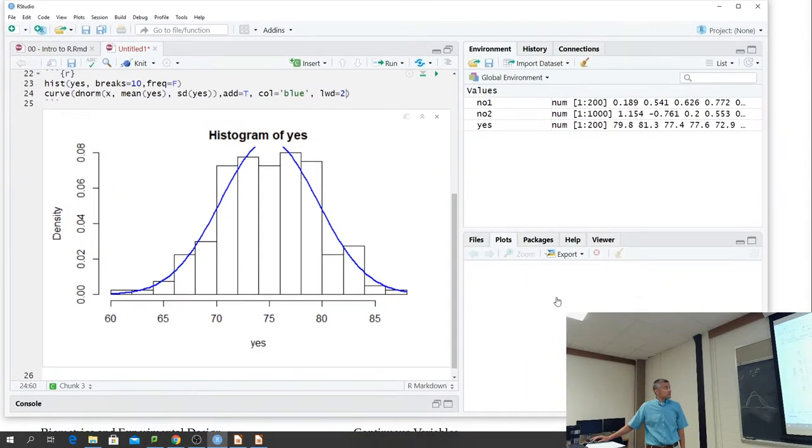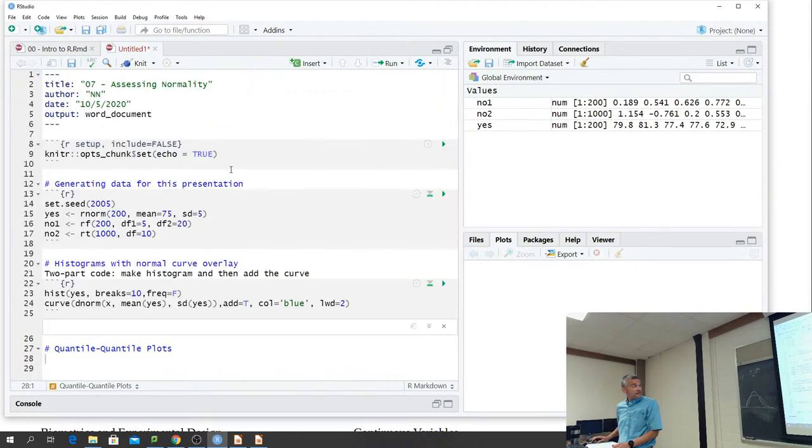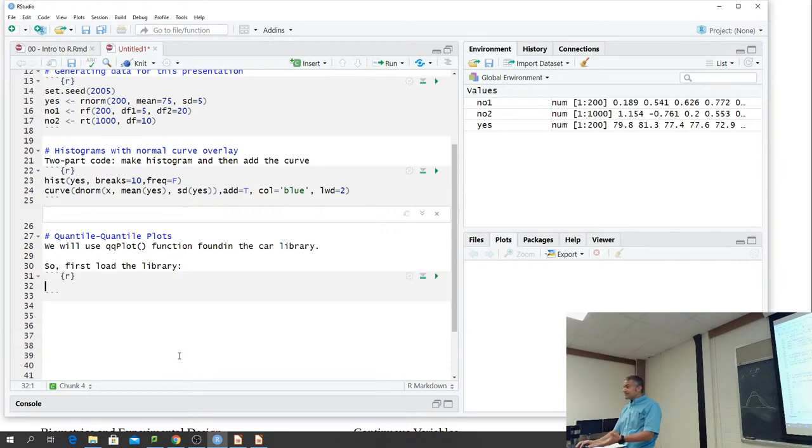All right, so here's my markdown. I'm going to start down here, so I have quantile plots, and I'm going to minimize that up and get this down here. All right, so quantile plots. We will use the qqPlot function found in the car library. Okay. So first load the library. All right, and Alex said you can go to your packages.